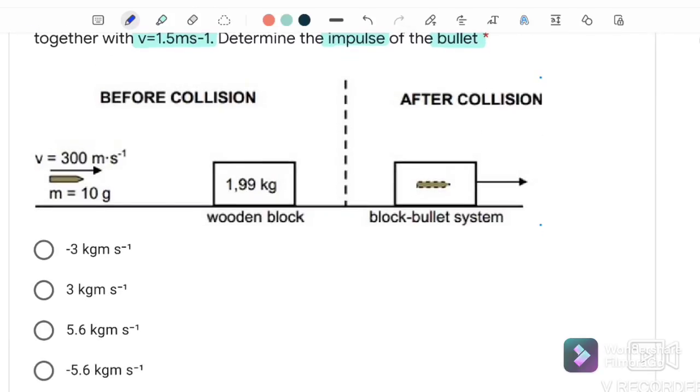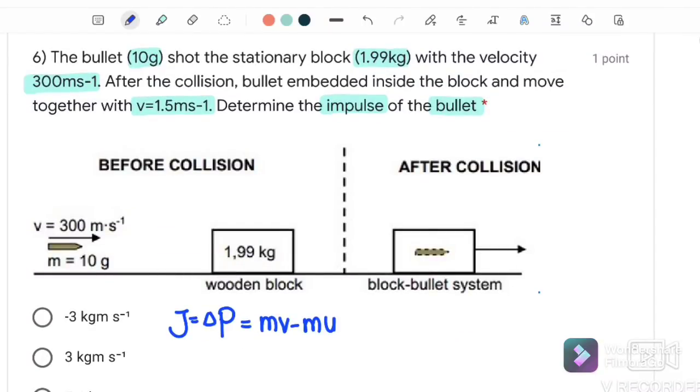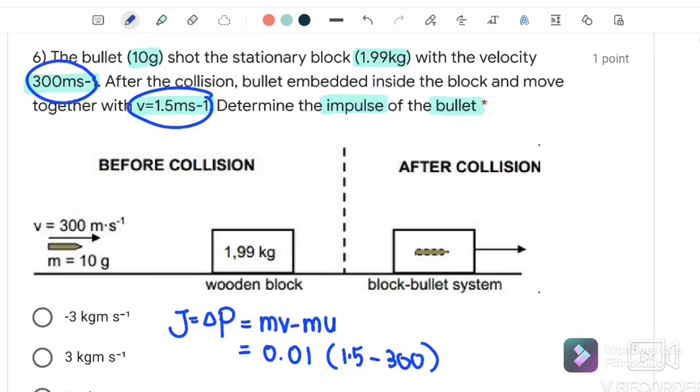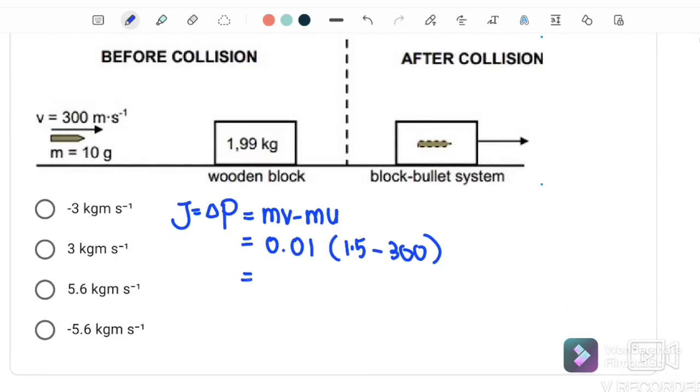Okay, so the impulse equation is actually equal to the change of the momentum, where we can write it as mv minus mu. Since the question asks us to find the impulse for the bullet, we can substitute the mass of the bullet, which is 0.01, and v is the final velocity, 1.5, and the initial velocity is 300, so it's minus 300. Therefore, we get the impulse is equal to negative 2.985 kilogram meter per second. Okay, so the answer here is A.